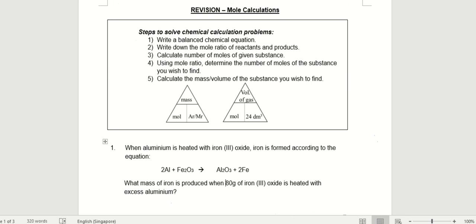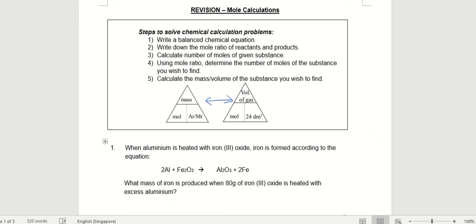For this series of videos, we will be focusing on mole calculations or chemical calculations. In order for us to solve such problems, it will be good for us to familiarize ourselves with certain formulas first. These two formulas will be used quite a lot in this series of calculations. So let us do a quick revision.